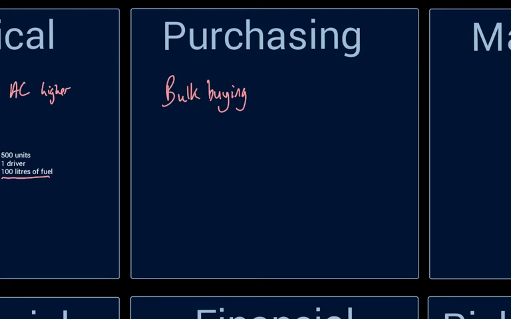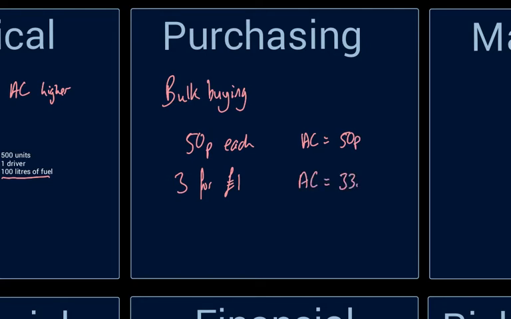So let's look at our bulk buying example then very quickly. So let's say our chocolate bars are 50p each, or 3 for £1. A very, very common sort of deal that you will see in a supermarket. So if I buy 1 chocolate bar, I pay 50p. If I buy 2 chocolate bars, I pay £1, but I can also get 3 chocolate bars for £1. So my average cost here is 50p, but my average cost here is 33 1/3p. So by buying in greater quantities, I have reduced my average cost.